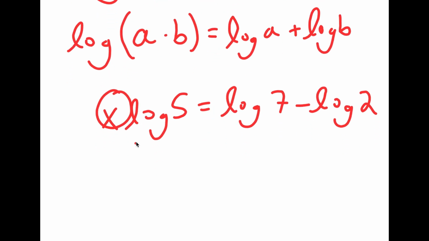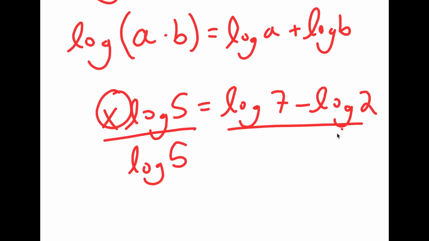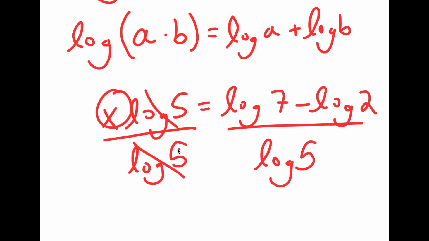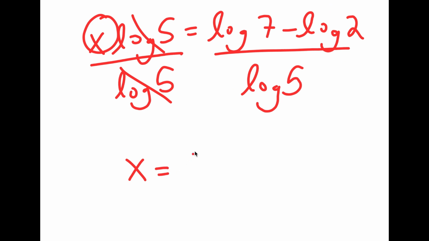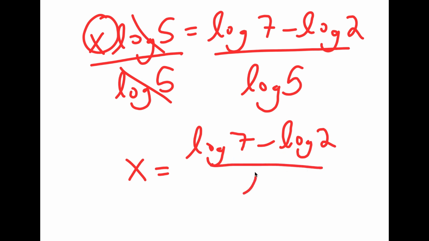Now we want to isolate x, so I'm going to divide both sides by log 5. So these two cancel out, and I get x is equal to log 7 minus log 2 over log 5.